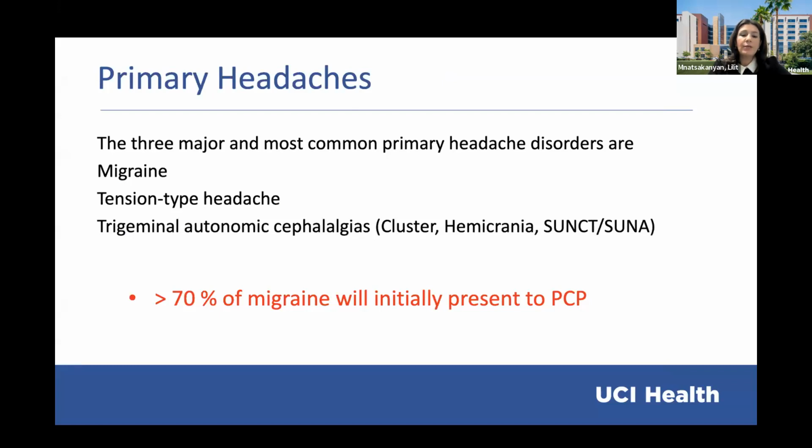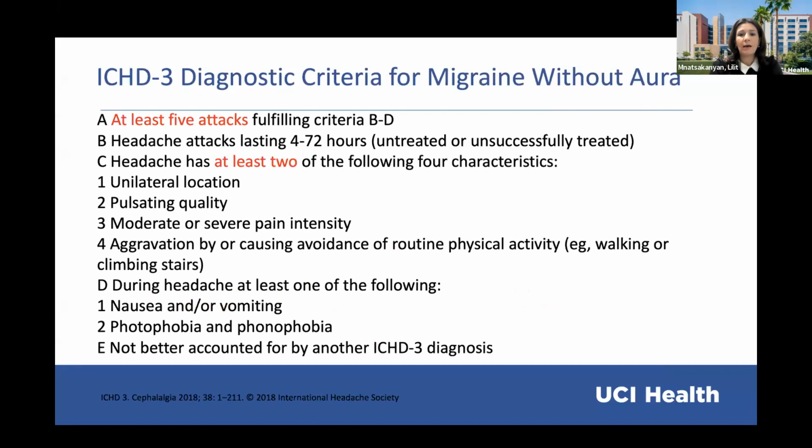Once again, the three major categories of primary headaches are migraine, tension-type, and trigeminal autonomic cephalalgias. Over 70% of migraine patients will present to primary care first before seeing a neurologist. Therefore, it is essential for primary care providers to be familiar with this diagnosis and have a proper referral pattern as it fits. There is migraine with aura and without aura.